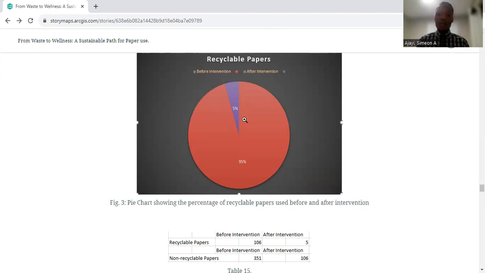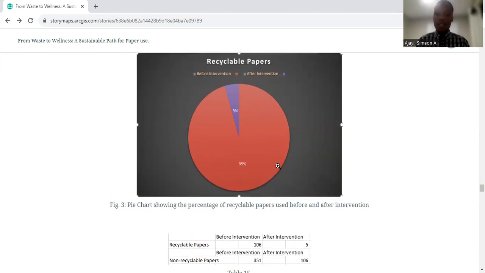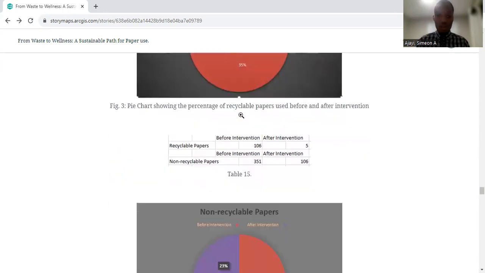environmental health. So you can see here the recyclable papers before intervention, which is marked in, I think this should be orange. Yeah, I think this is orange. So before intervention, recycled papers were 95% of the paper product that I used. And after intervention, it was reduced to 5%, which is a huge reduction from 95% to 5% of my paper product. So you can see that this is a huge reduction.